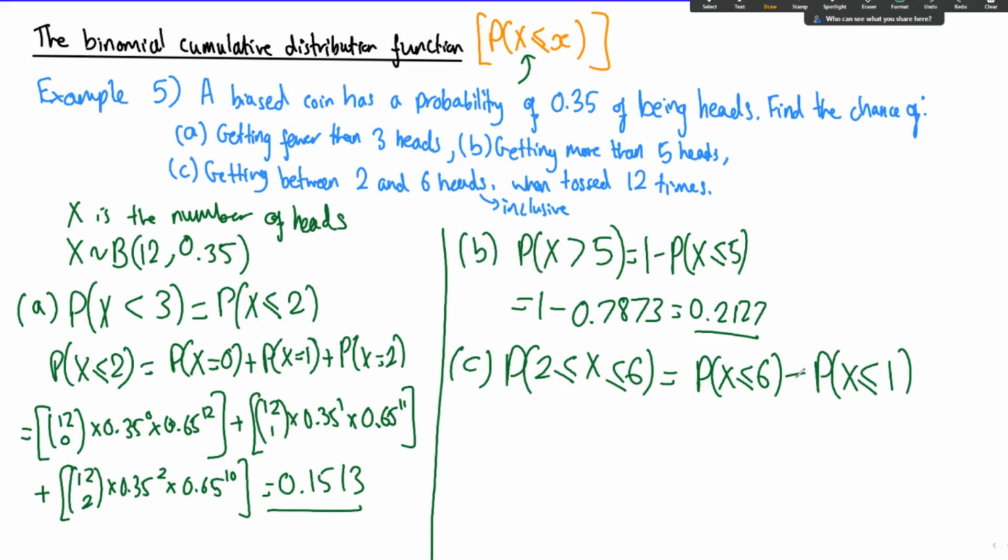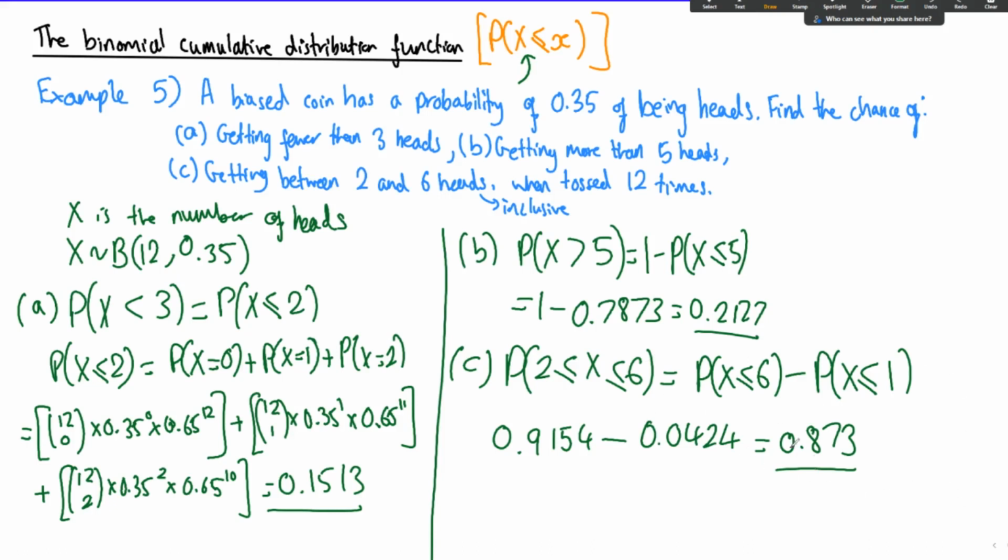Bear with me. So on this one is 0.9154 and this one is 0.0424. And if we calculate that, we get 0.873. And that's our probability.